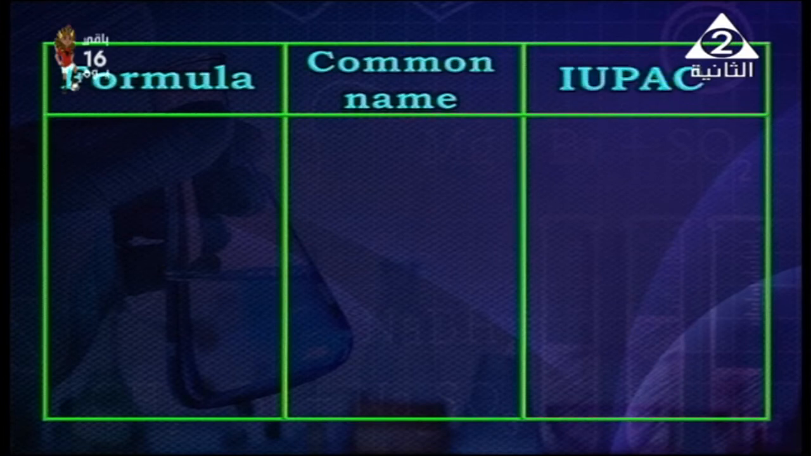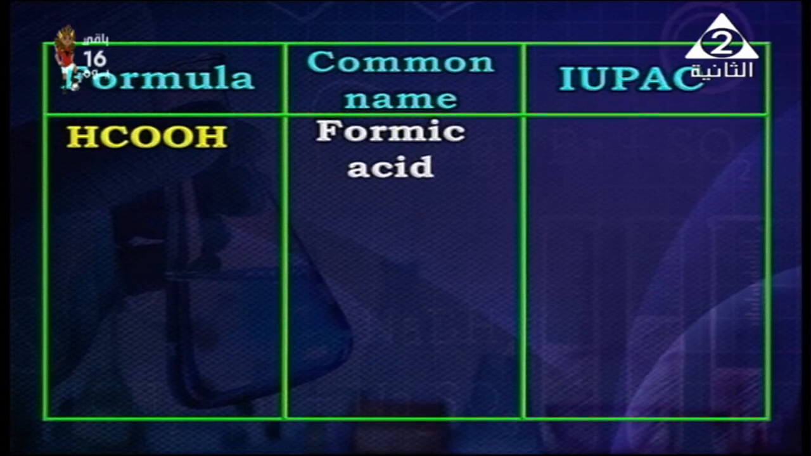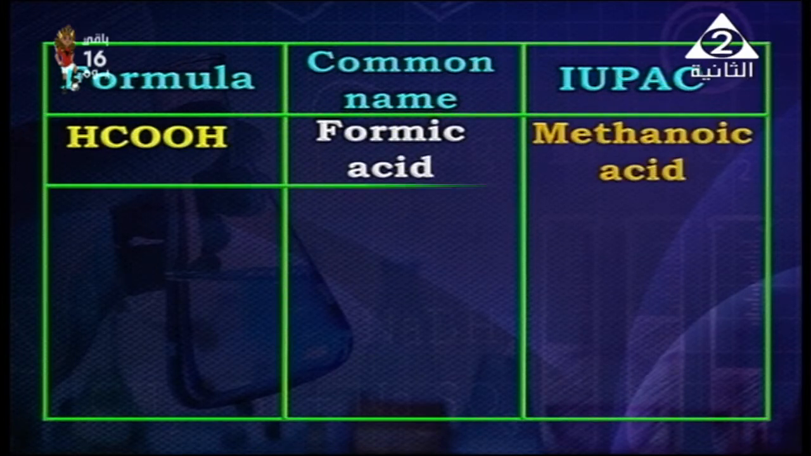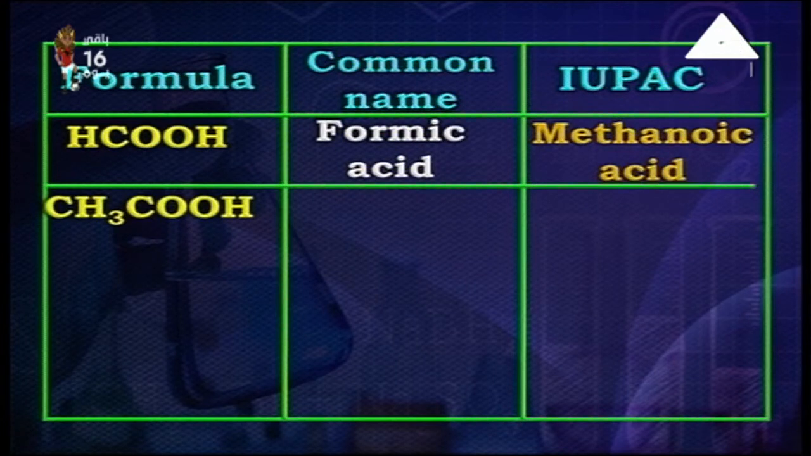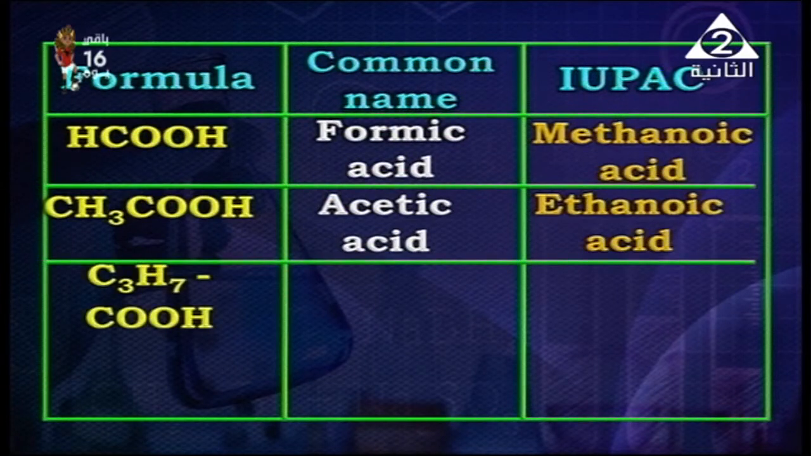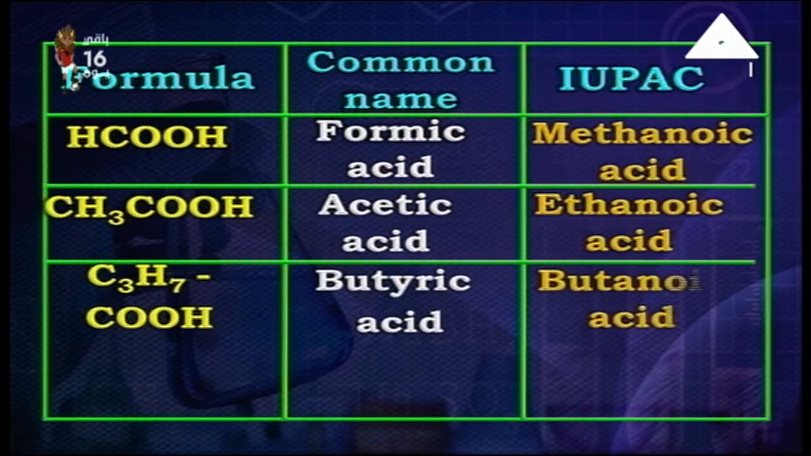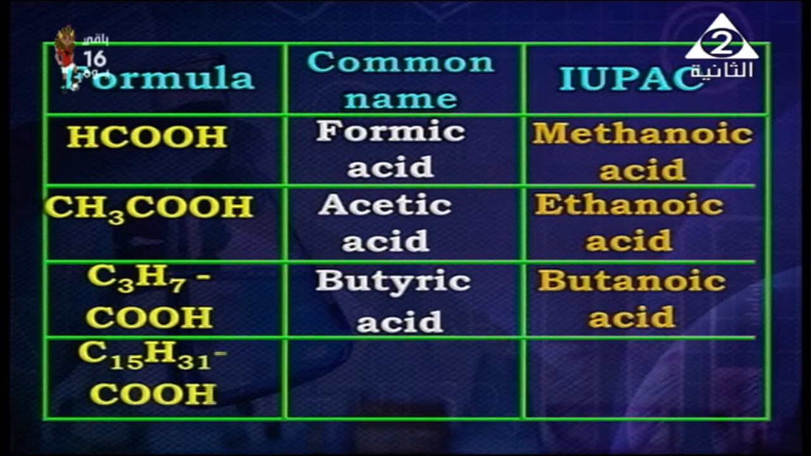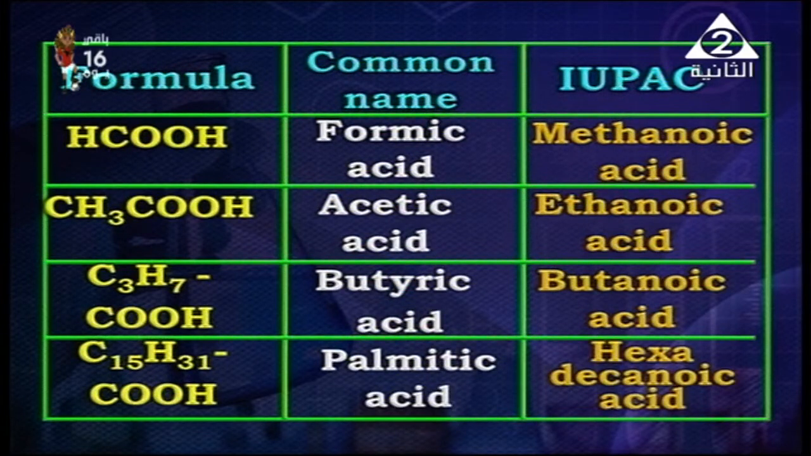The following table summarizes the common and IUPAC names. HCOOH, its common name formic acid, IUPAC name methanoic acid. CH3COOH, its common name acetic and its IUPAC name ethanoic. C3H7COOH, common name butyric acid, IUPAC name butanoic acid. C15H31COOH, common name palmitic acid and IUPAC name hexadecanoic acid.